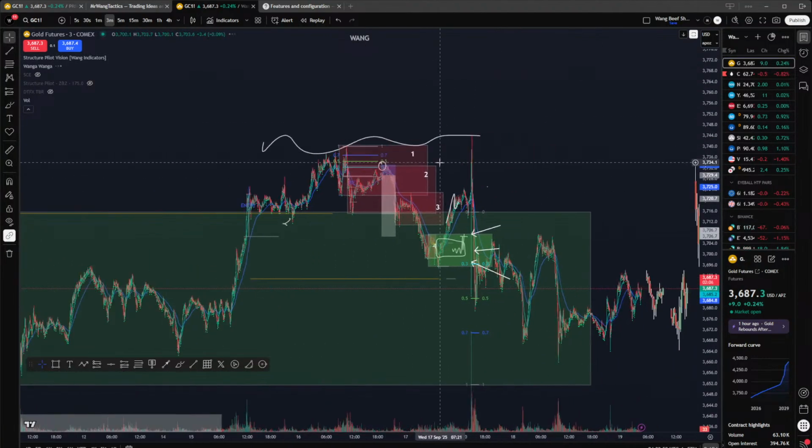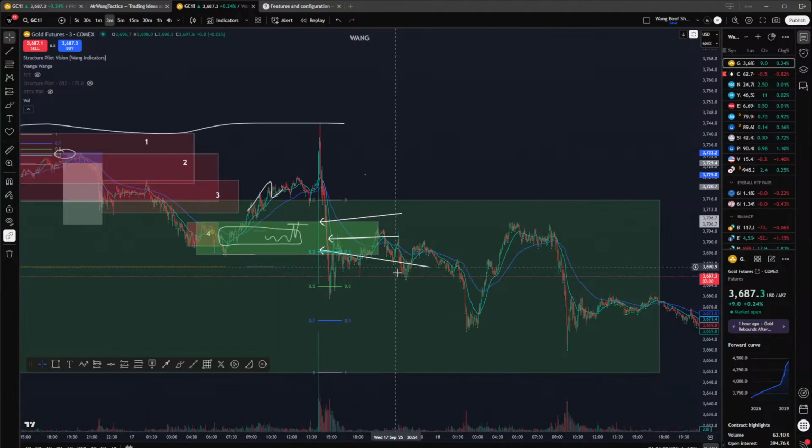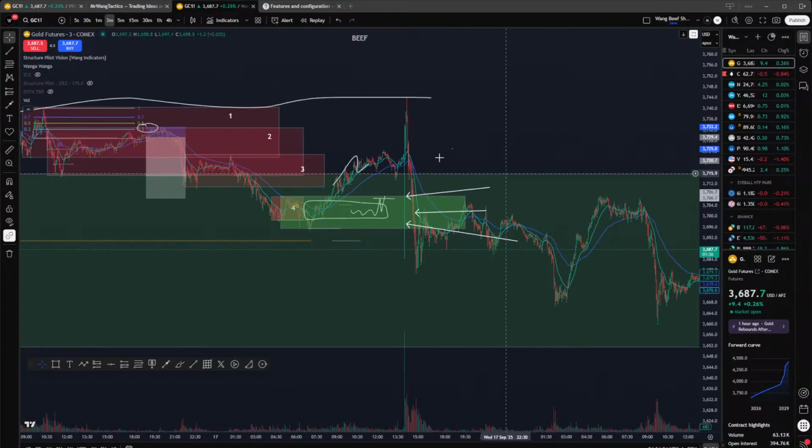So FOMC came to my box. Remember this box? I was like, this is where I'm willing to take part in price. So we came down in here. Once we got in there, price swept the low of it and still gave a strong move to the upside afterwards. Right? This is where I was willing to intervene in price.